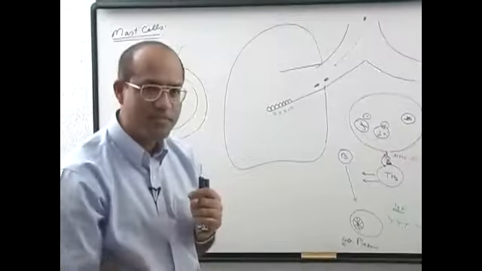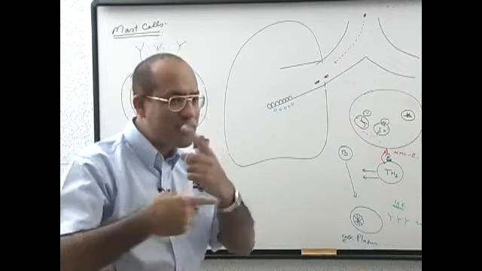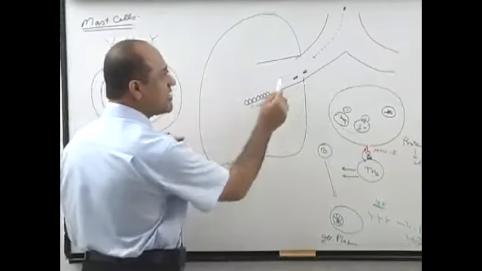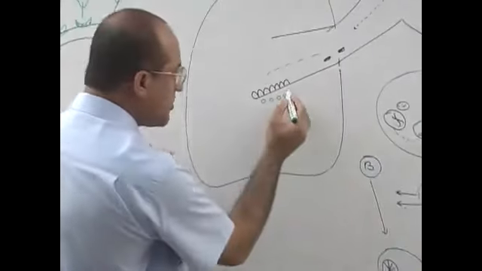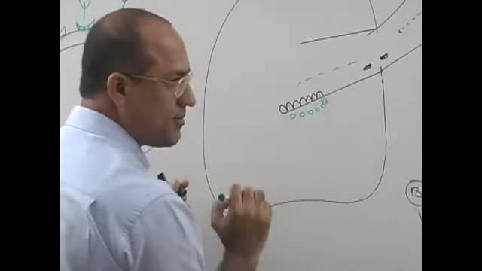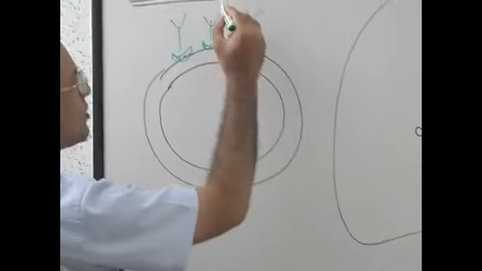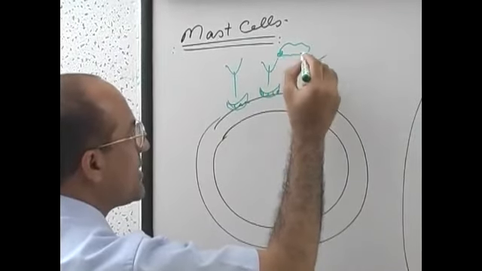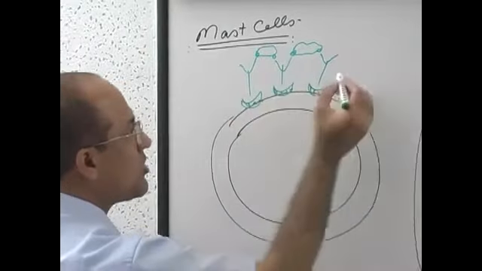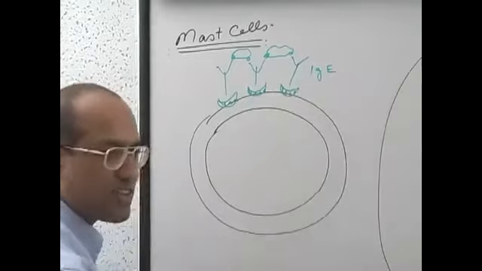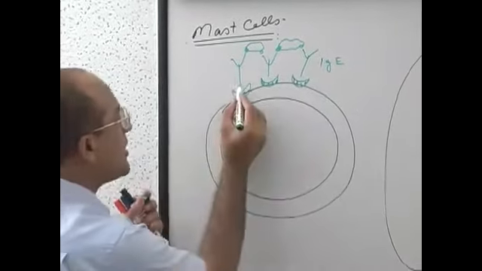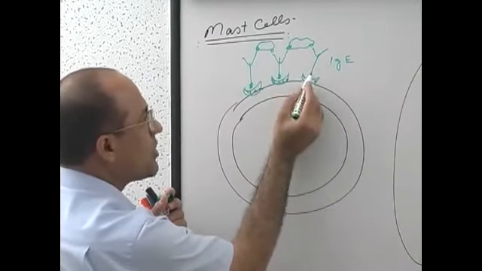And when will they trigger? When next time pollen comes again. Because next time when pollen antigen comes again, these cells have anti-pollen IgE and pollen will bind here. Now look here. Pollen antigen will bind here and here. And pollen antigens will cross-link IgE on the surface of mast cells. And this will activate the antibodies.